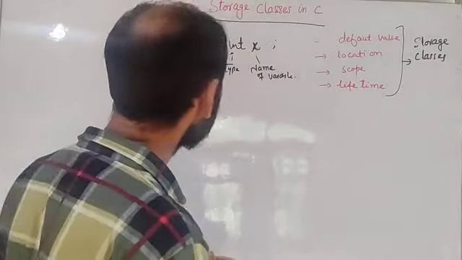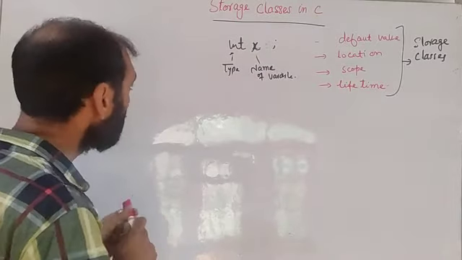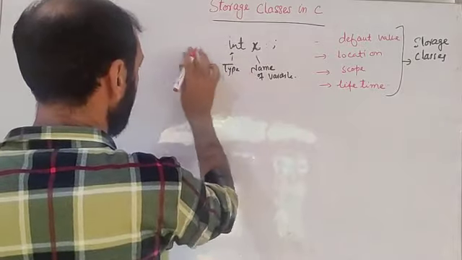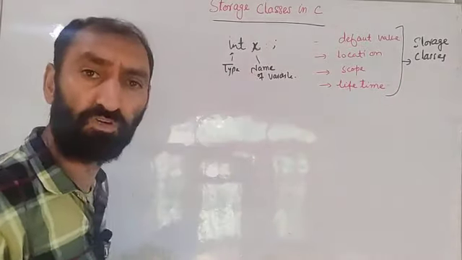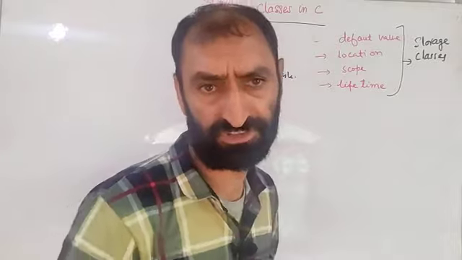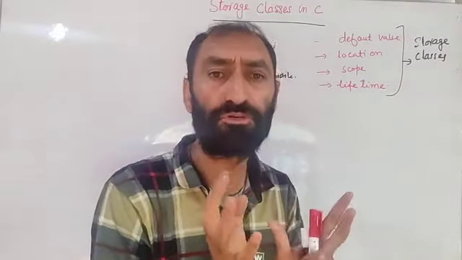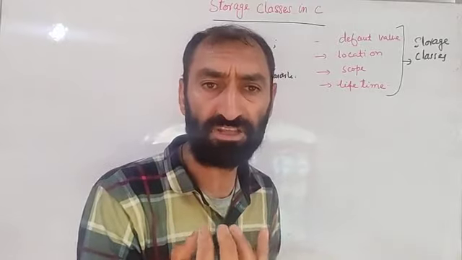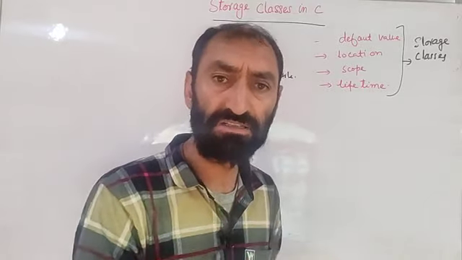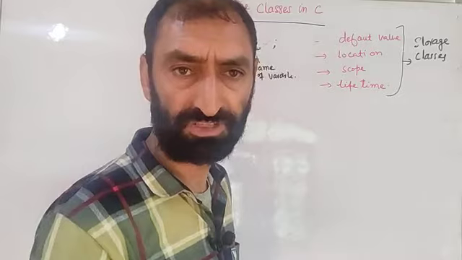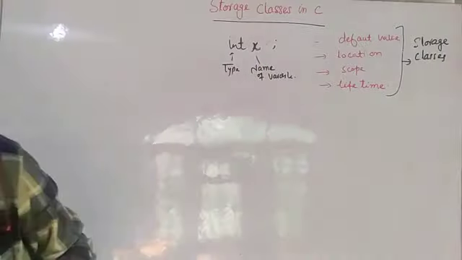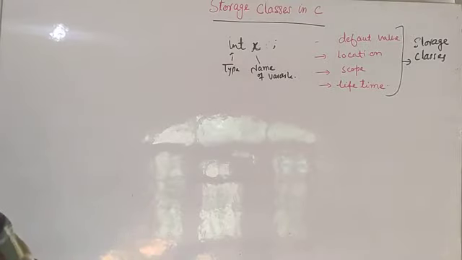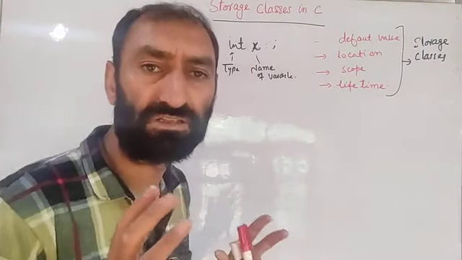Okay, now how can we write a storage class? Simply, before the data type, we can write the storage class. There are 4 different types of storage classes. First one is the auto storage class. Second one is the external storage class. Third one is the register storage class. And fourth one is the static storage class.